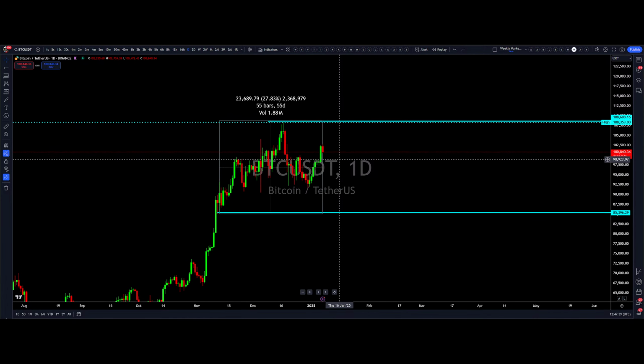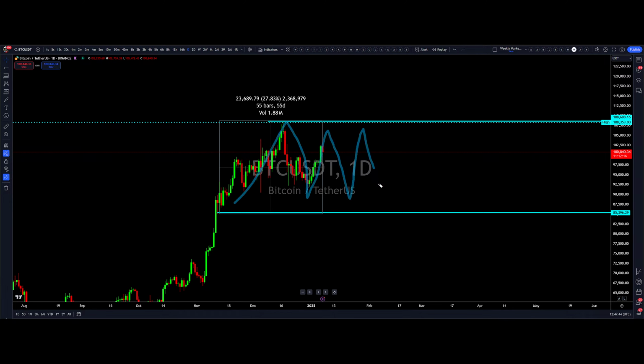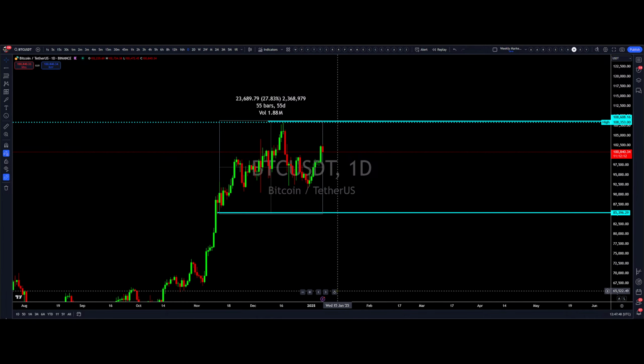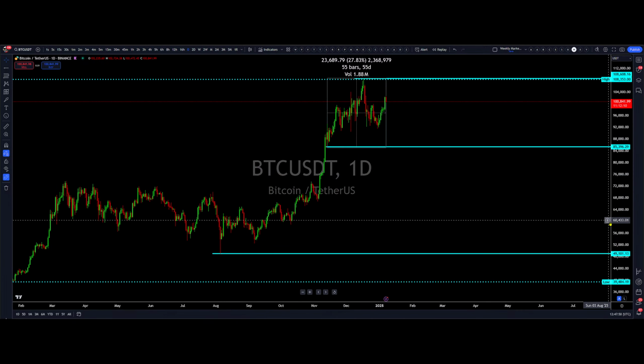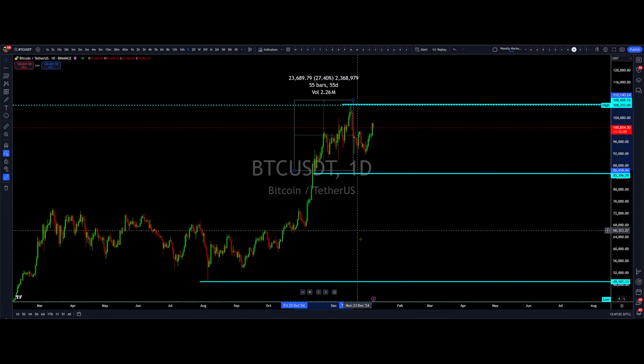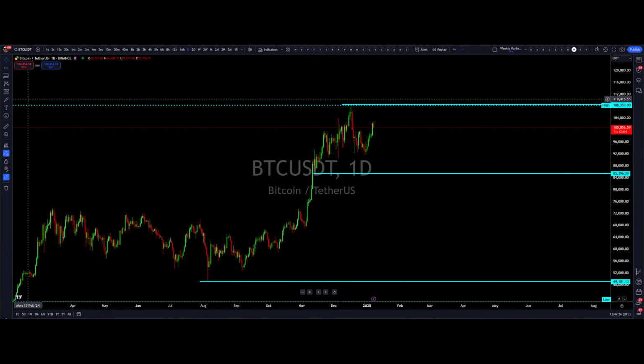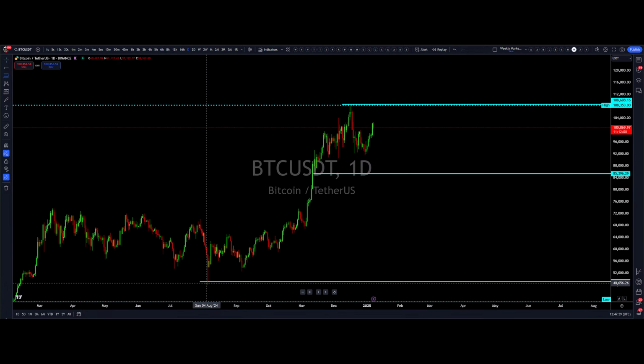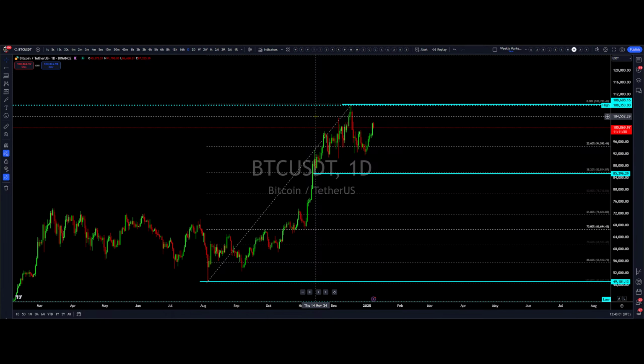Making it simple, price can stay within these ranges for a while, or this can even turn into a bigger correction. I cannot rule out Bitcoin falling back to the 70 or 65 areas. We cannot rule that out. We can even correct deeper.